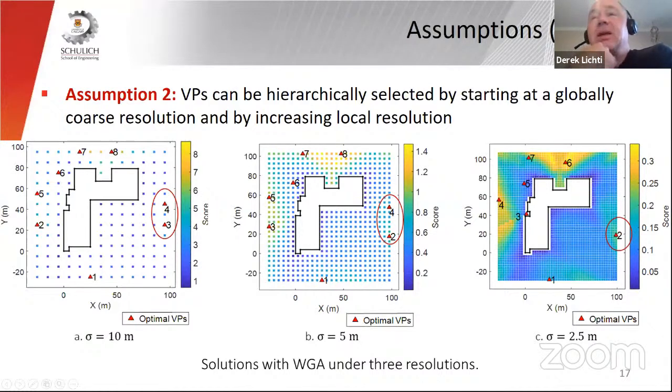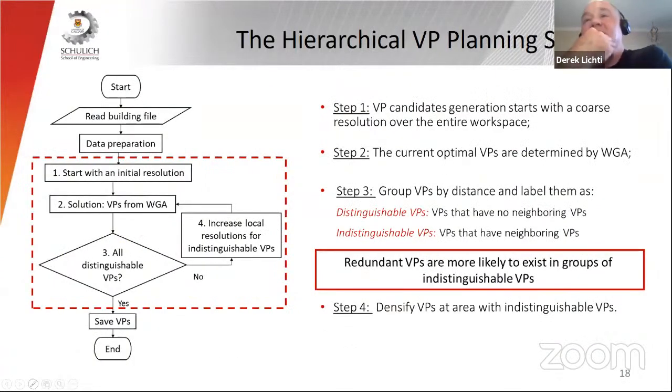The second assumption is that we can select viewpoints hierarchically. We can start at a very coarse resolution, like on the left, and then in areas where we selected viewpoints that are very close together, within a certain threshold, we can analyze those areas in more detail at the next level of resolution. So we don't have to repeat the analysis at the finer levels of resolution. Only where it's necessary do we do that, meaning where two candidate viewpoints are close. So that's the strategy that we've come up with.